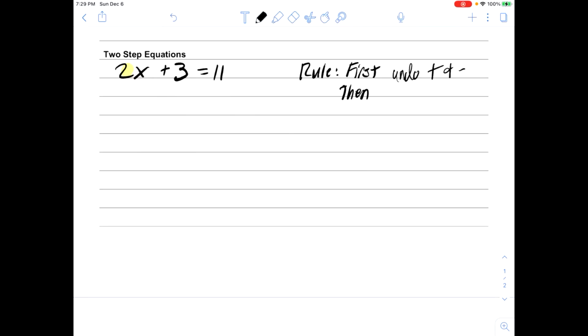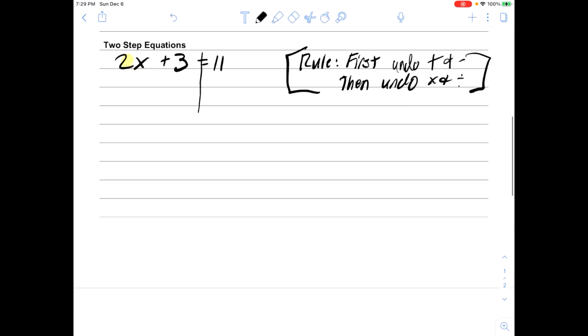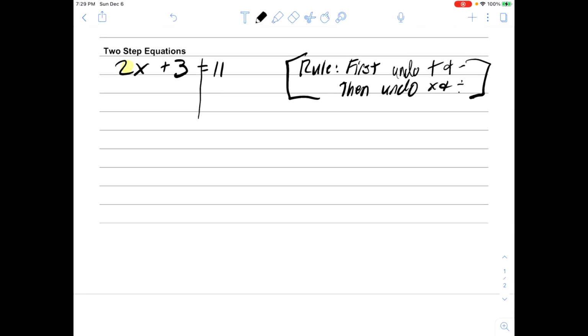Then we can undo our multiplication and division. So, for example, with this problem, always the first thing I like to do is draw my line through my equal sign. Again, the purpose of this is to remember that whatever I do on one side of the equal sign, I have to also do on the other side of the equal sign.